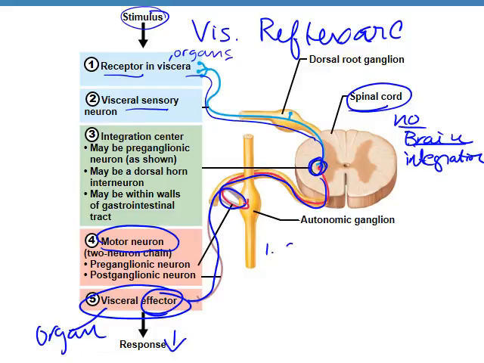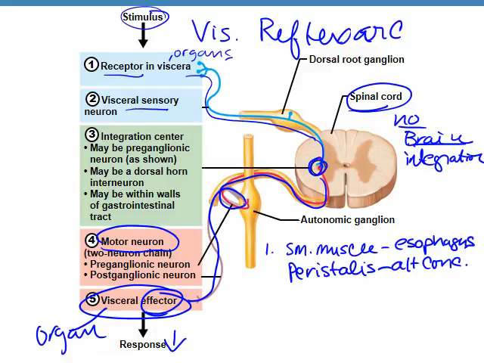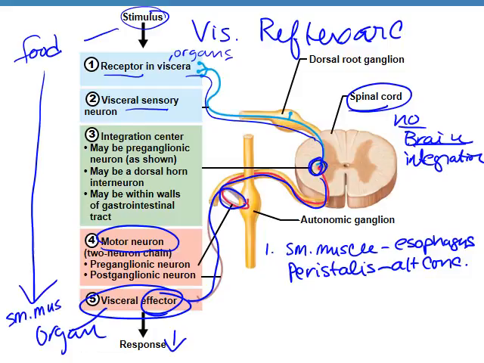So one example would be smooth muscle of the esophagus. As soon as food is pushed by your tongue into your pharynx and then eventually your esophagus, you're going to have peristalsis. This is alternating contractions of smooth muscle. So what was it stimulated by? The food. As soon as the food enters the esophagus, this chain of events occurs, and what happens? Your smooth muscle is going to be contracted.